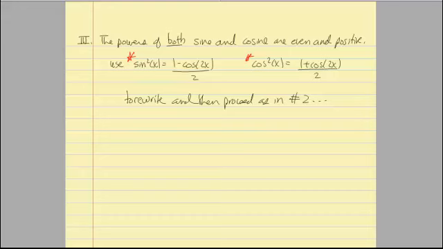The last rule that we're going to look at for trigonometric integrals is when both the sine and the cosine function are even and positive powers. Here we're going to use our half-angle identities that you see here, and with these half-angle identities we can rewrite those functions.